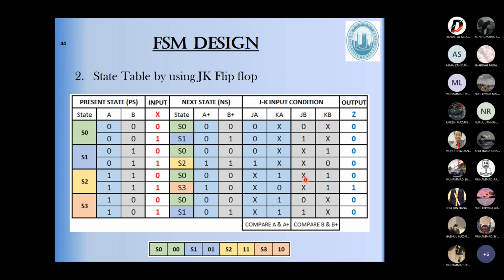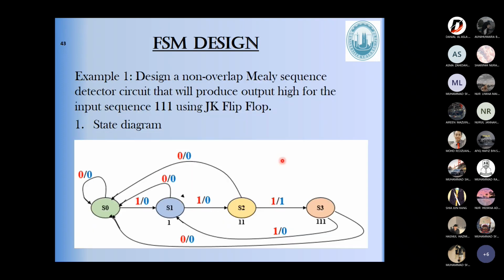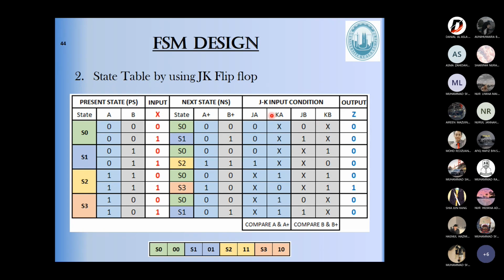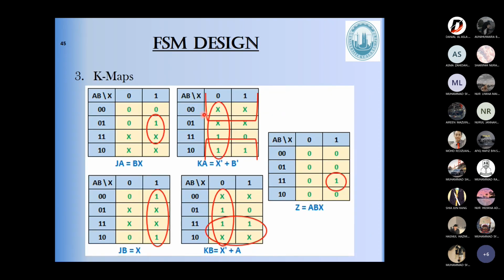Okay. So if you compare this transition table of FSM with the counter, the counter has no input and output. It has present state, next state and JK input condition. But for FSM we have input and output, because we look at the red and blue ones. And then what else? We convert JK input condition and output into K maps to get the simplified Boolean expression.